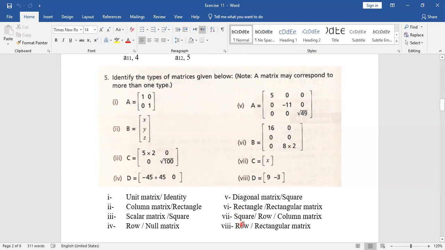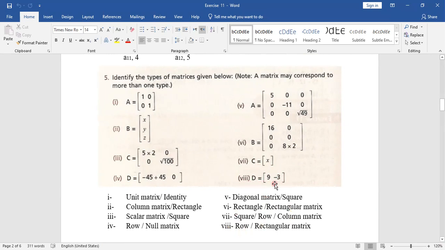This is the 7th. Here only x is there, so only one element is there, one variable, one alphabet is there. So what we say, it has the same order. It's a square matrix. It is only one element, it has one row, it has one column. So 3 matrices will come for this.